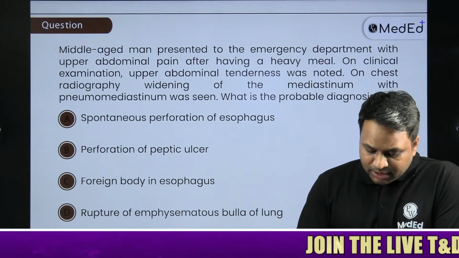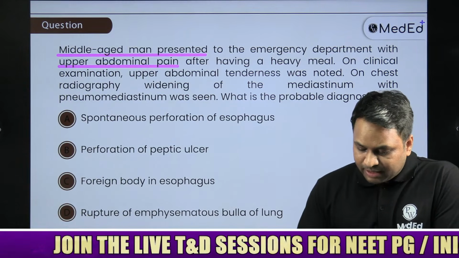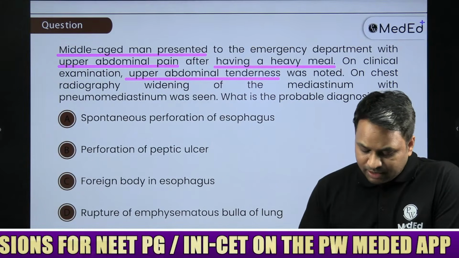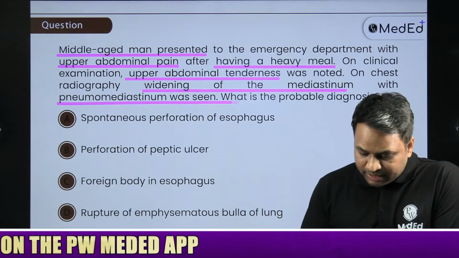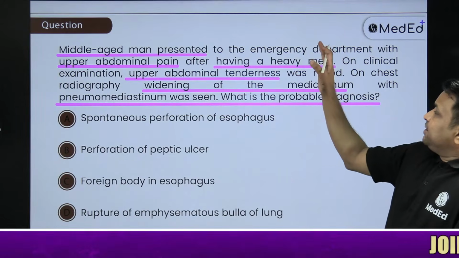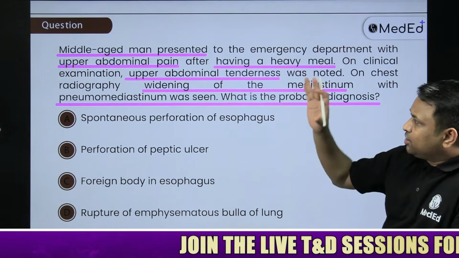Now going to the next question. I have a middle-aged man presented to the emergency department with upper abdominal pain after having a heavy meal. On clinical examination, upper abdominal tenderness is present. Chest radiograph shows widening of the mediastinum with pneumomediastinum. What is the probable diagnosis? These are the presentation features.